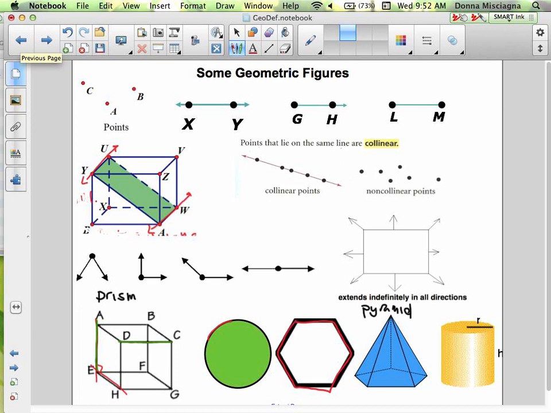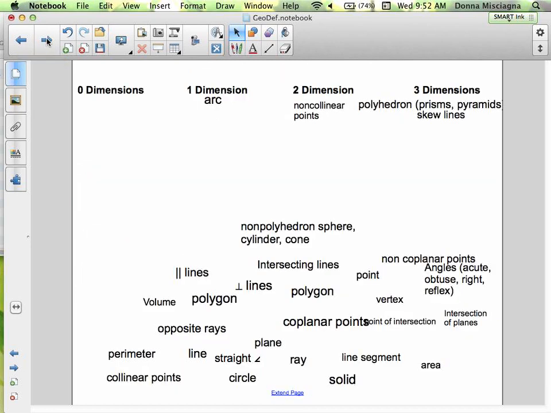We call it circumference if it's a circle, but it's the same thing. We're just measuring the outside distance. We're not measuring the inside part. So how many dimensions is perimeter?